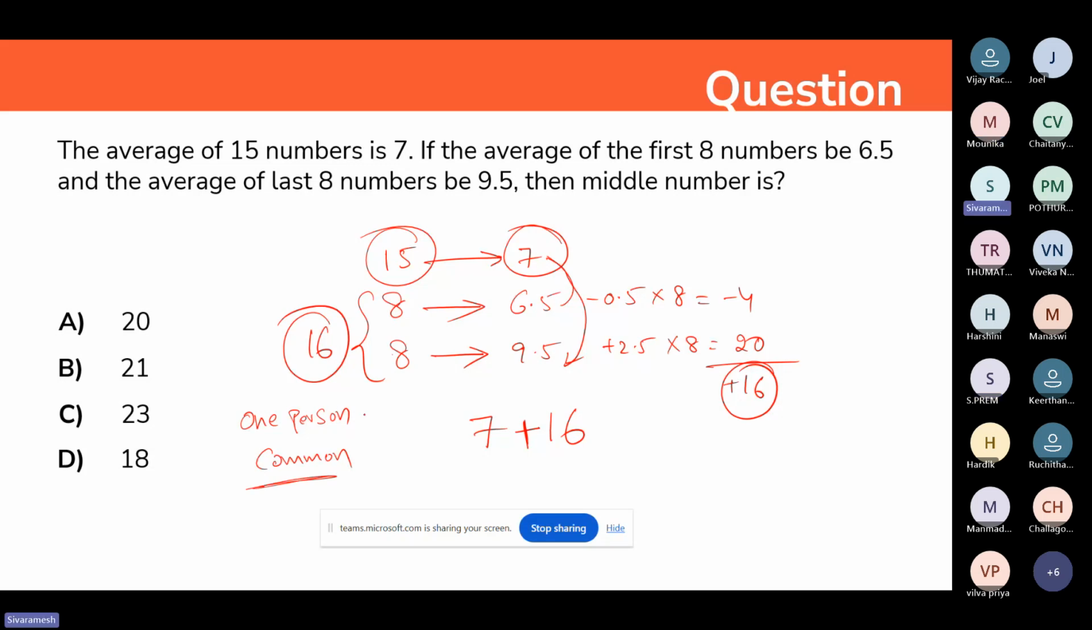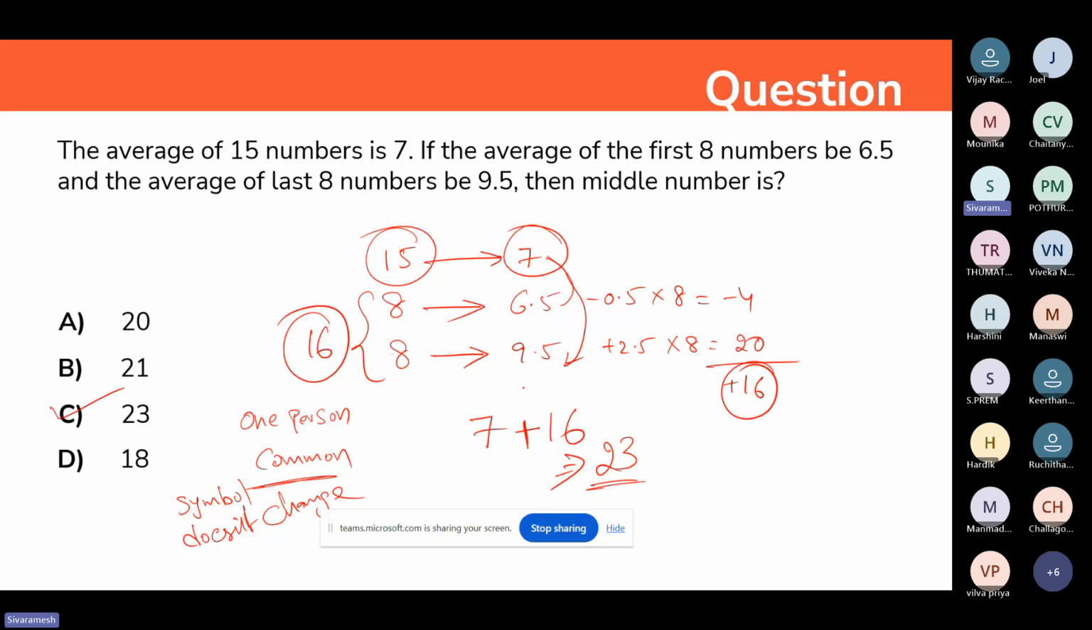When you observe this type of question, when one person is common, the symbol should not change. Okay, you can make a note in your notes: when one person is common, the symbol does not change. So whatever asterisk, plus 16 or minus 16, if you get plus 16, take asterisk plus 16. If you get minus 16, take asterisk minus 16. That's your final answer, 23. So that middle number will be 23.